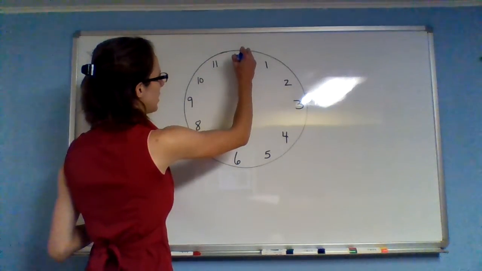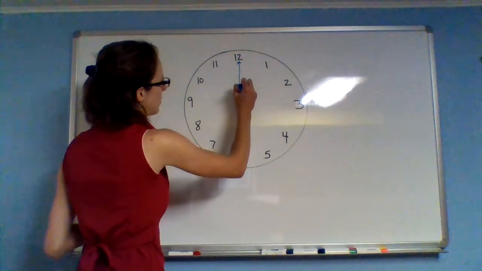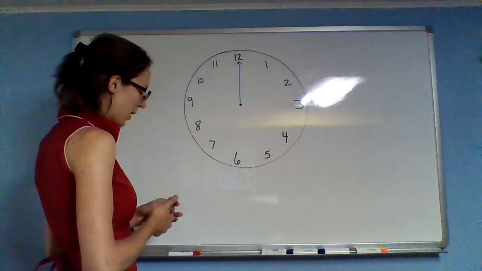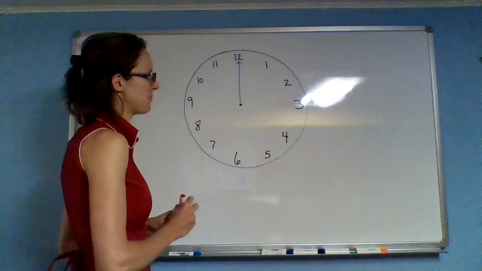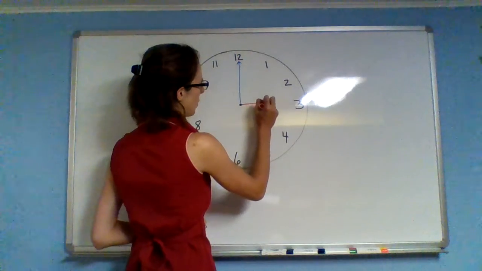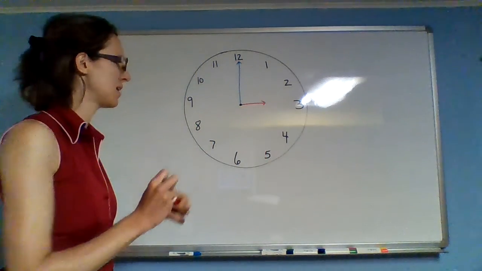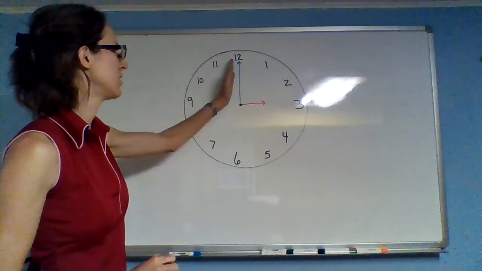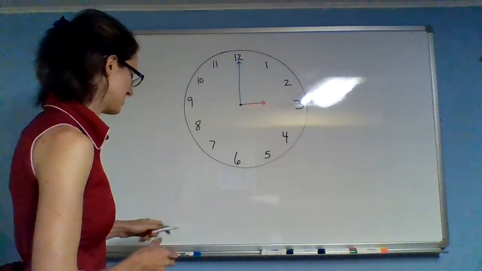The long hand tells you how many minutes have passed in the hour. So if the long hand is pointing at the 12, it means that no minutes have passed in that hour. The short hand tells you what hour you're working in. So the short hand pointing to the 3 tells us that it's 3 o'clock, and the long hand tells us that no minutes have passed.